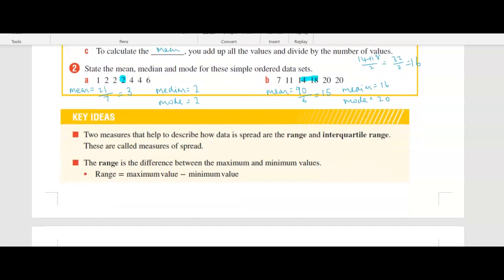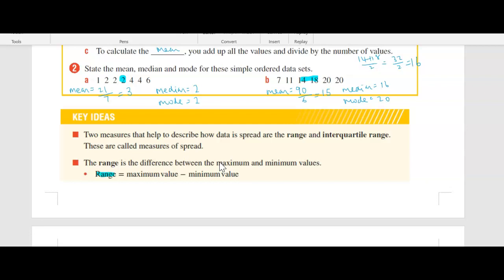All right, moving on to the next set of key ideas. 2 measures that help to describe how the data is spread are the range and interquartile range. Okay, so your range is pretty easy. All right, we just take the highest value and subtract the smallest value. So that just tells us how spread the data is.